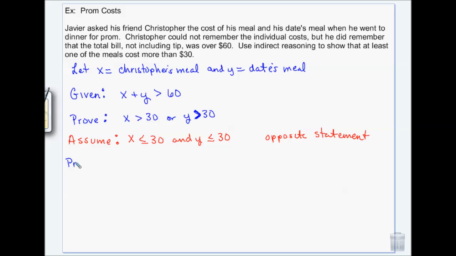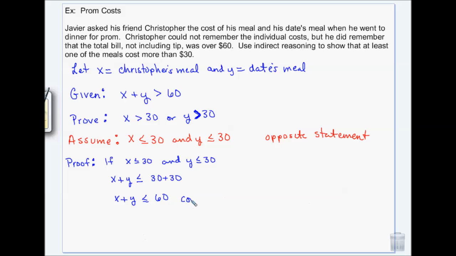So here's my proof. They're assuming that x and y are both less than or equal to 30, right? Well, that would mean x plus y is less than or equal to 30 plus 30, which means that x plus y is less than or equal to 60.